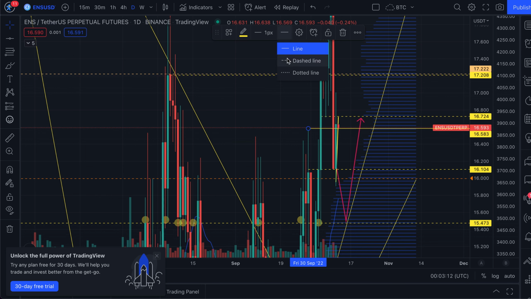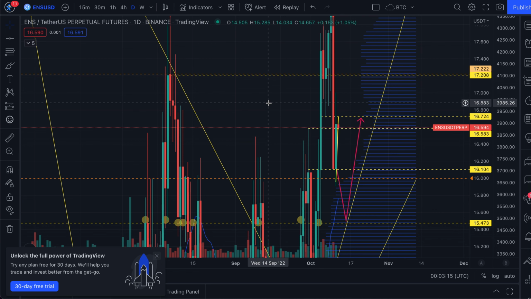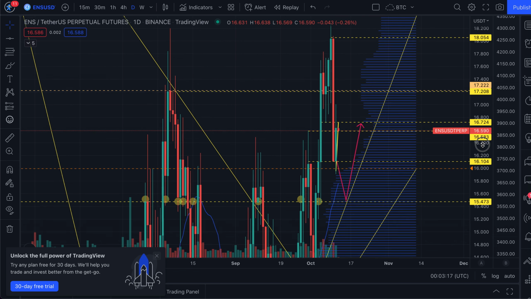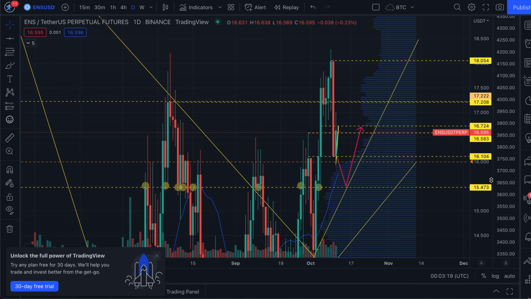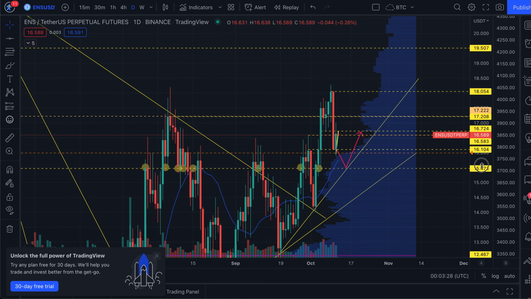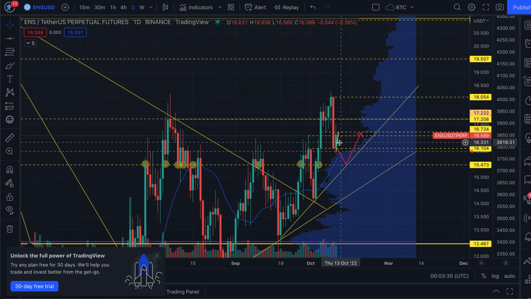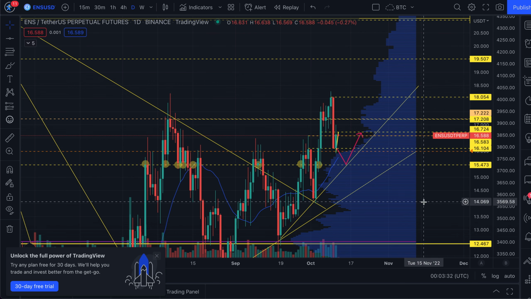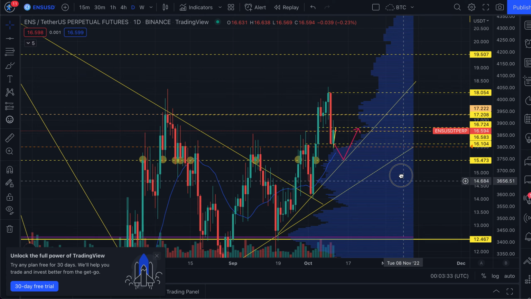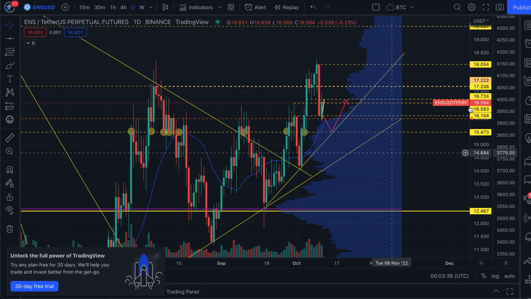Not solid. So like that. Okay. Yeah, that definitely looks like a good level. And that's probably why it wasn't showing up, because I was so zoomed in. This is what I had drawn. This is what I have on a larger time frame.